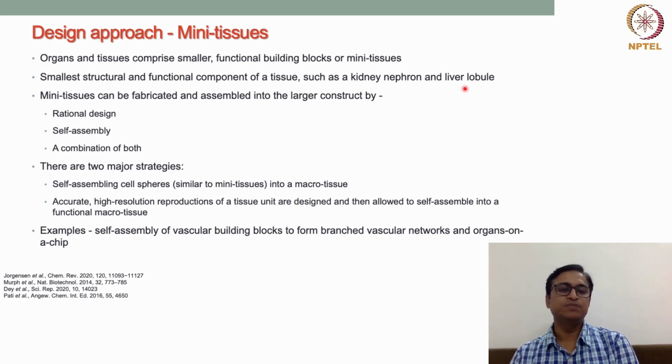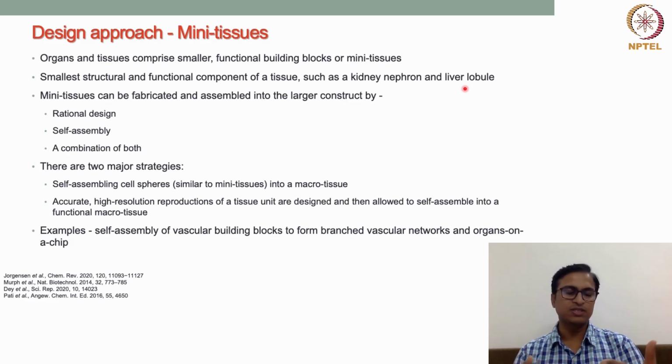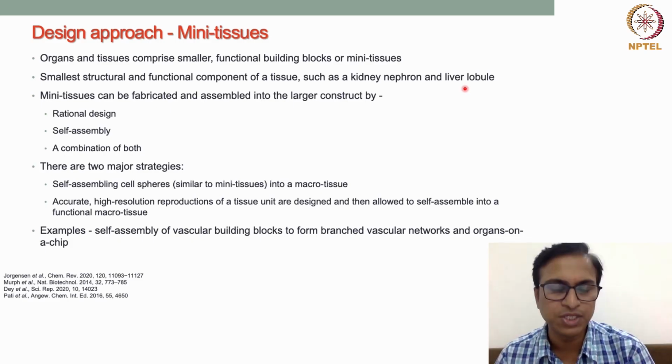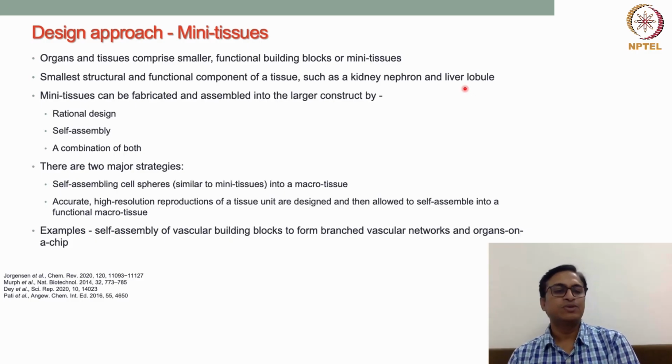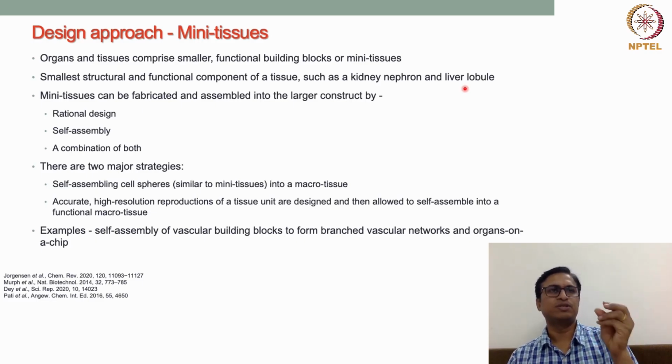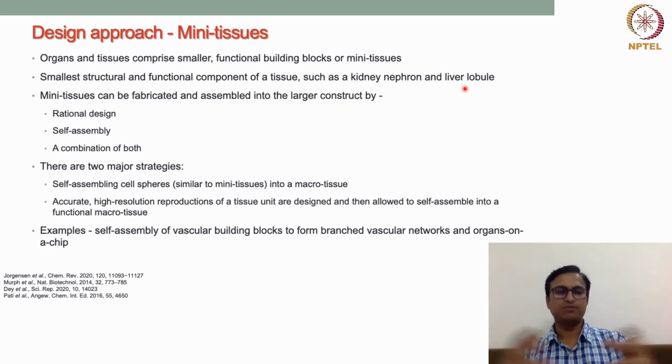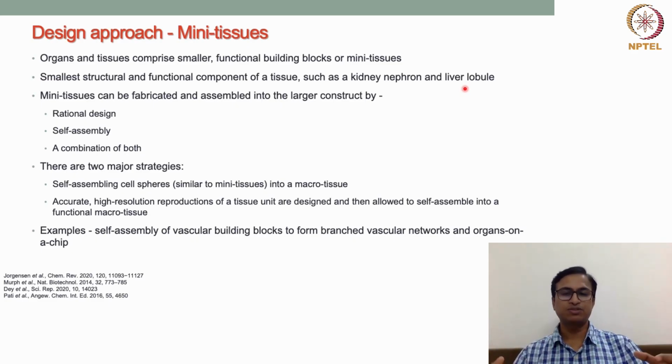Now, for examples of these mini tissues, the concept of mini tissue can be used for bioprinting when we use self-assembly of vascular building blocks to form a branched vascular network. Suppose we develop small vascular building blocks, and then they can be self-assembled together to develop the whole vascular network.